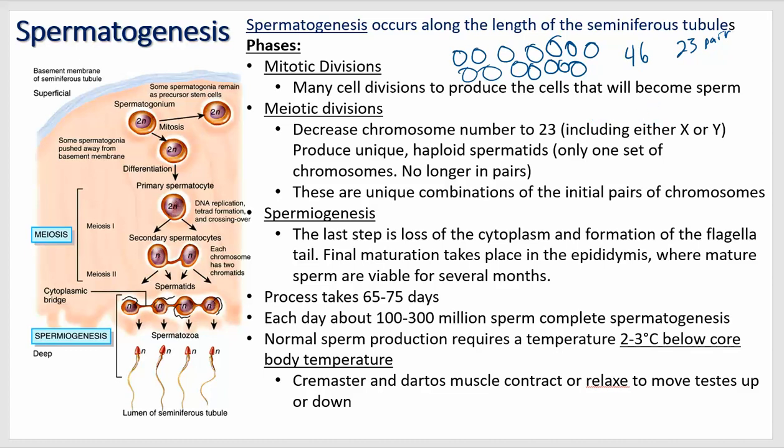All right, so these are unique. They're what we call haploid, or N instead of 2N. They are 1N.